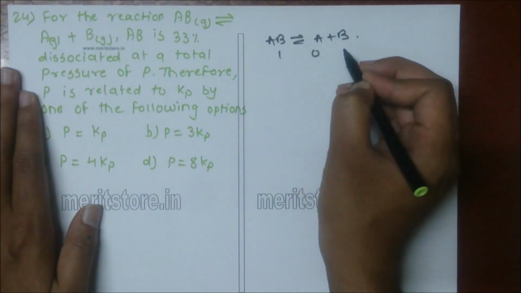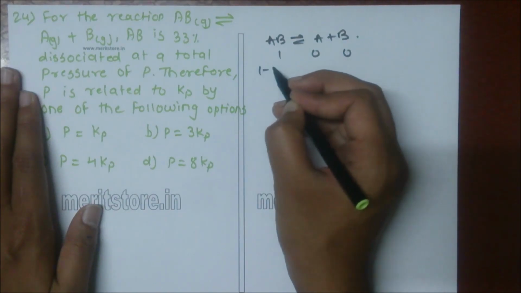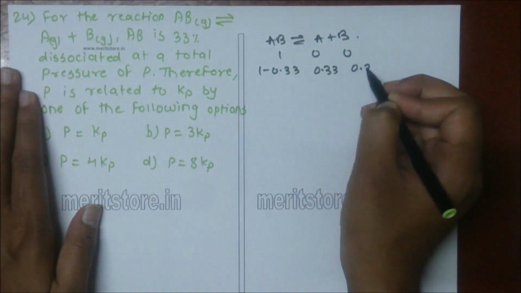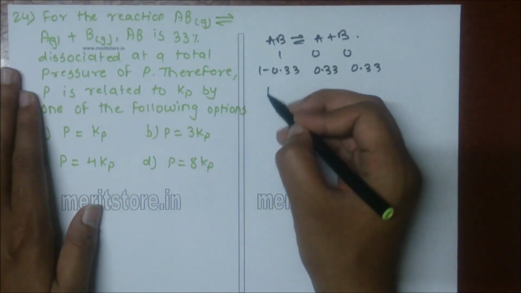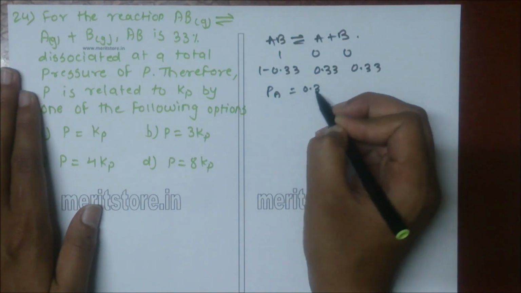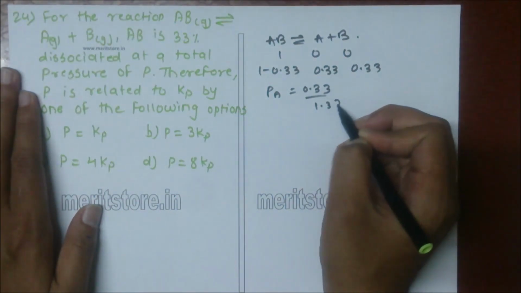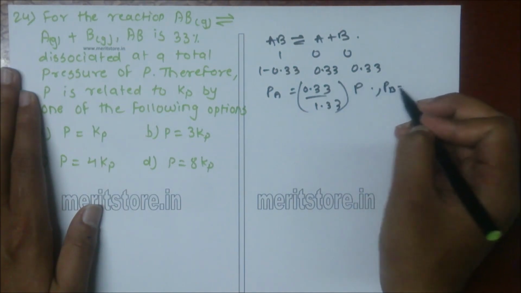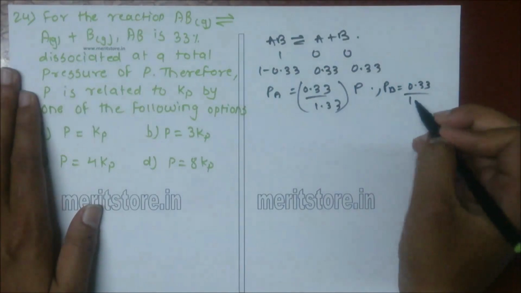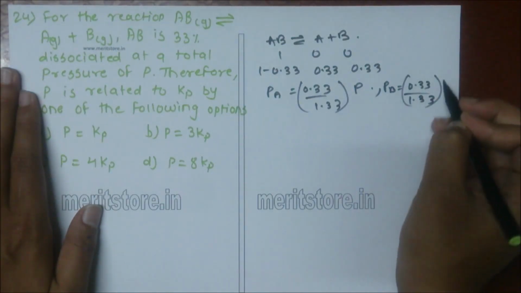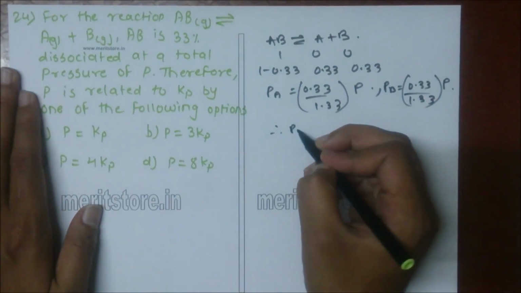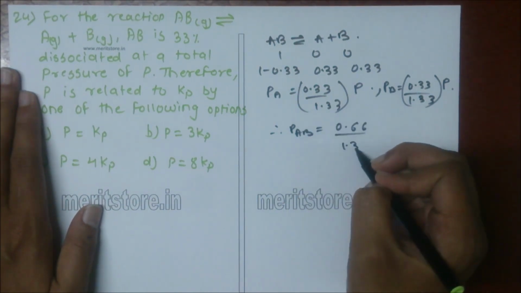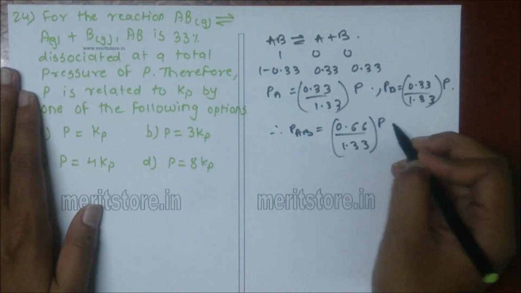Initial number of moles is 1. At equilibrium it is 1 minus 0.33, so this will be 0.33 and 0.33. So PA is equal to 0.33 divided by 1.33 into P, and PB is equal to 0.33 divided by 1.33 into pressure. Therefore, PAB is equal to 0.66 divided by 1.33 into P.